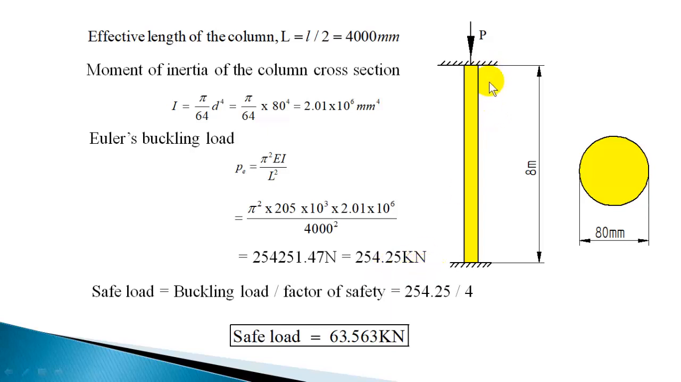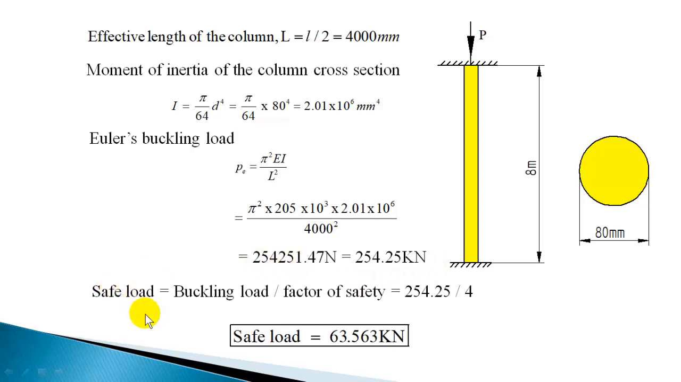This is a load at which the column buckles or fails. It bends and it fails. Buckling means it's a failure of the column. So 254.25 kilonewton, the column fails or buckles, or this is a crippling load. Now you cannot apply so much load.